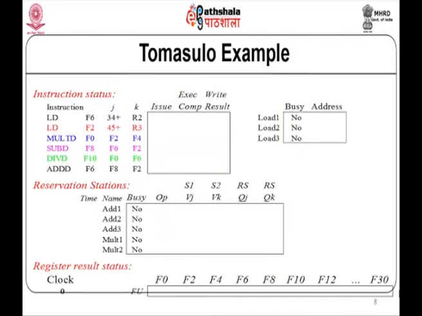Now, we will go through an example, a clock level simulation, to understand the basics of dynamic scheduling better. We look at an example here where you have 2 load instructions. You have a first load instruction, you have a second load instruction, you have a multiply instruction which is dependent on the second load, you have a sub instruction which is dependent on the first load instruction and also on the second load instruction. You have a divide instruction which is dependent on the multiply instruction.